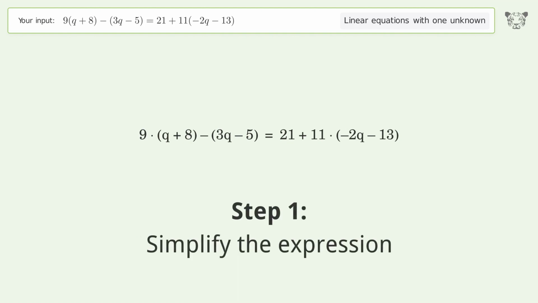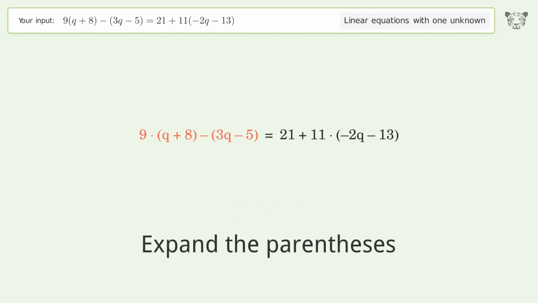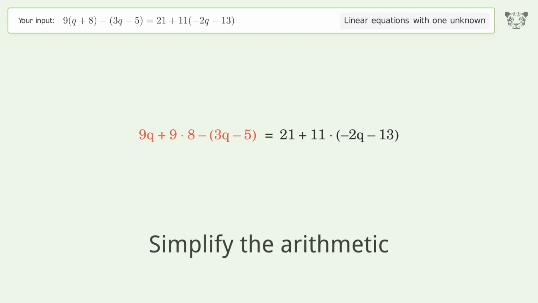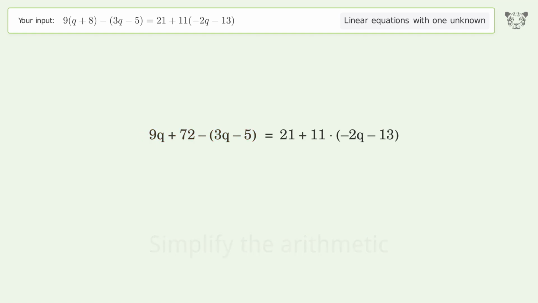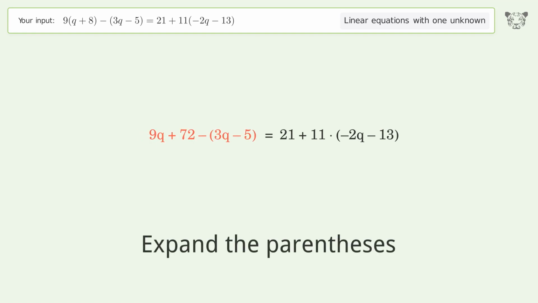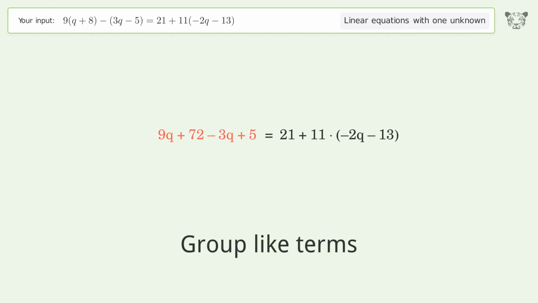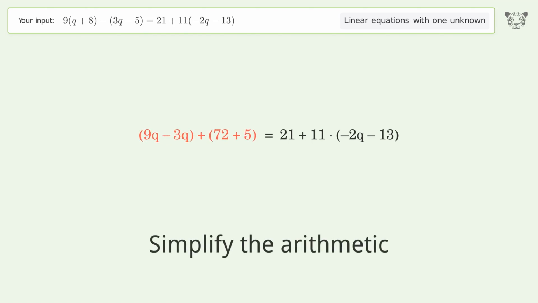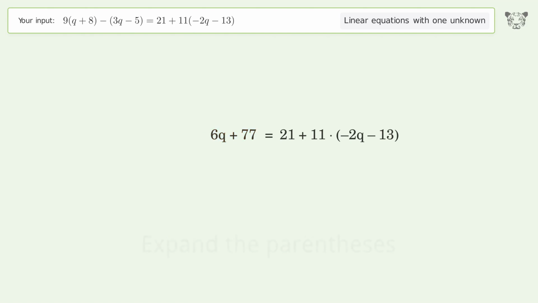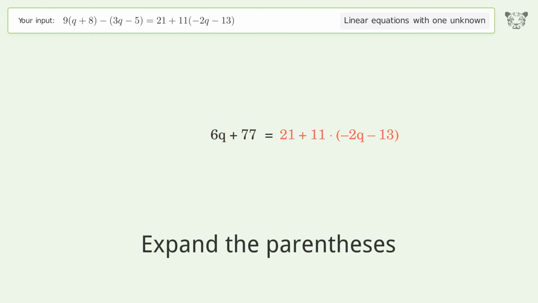Simplify the expression. Expand the parentheses. Simplify the arithmetic. Expand the parentheses. Group like terms. Simplify the arithmetic. Expand the parentheses.